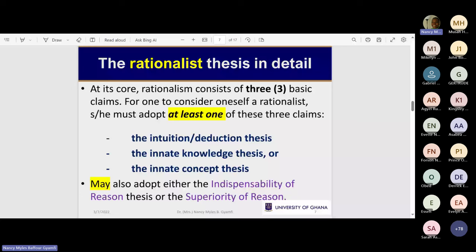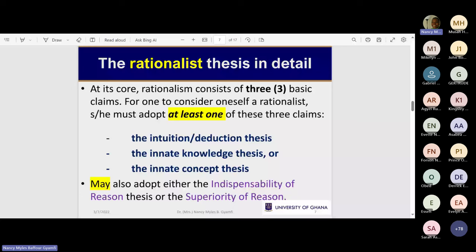Depending on whether you are moderate or extreme, you will be a rationalist depending on what is happening here and how it is happening. Okay, so let's put flesh to it.